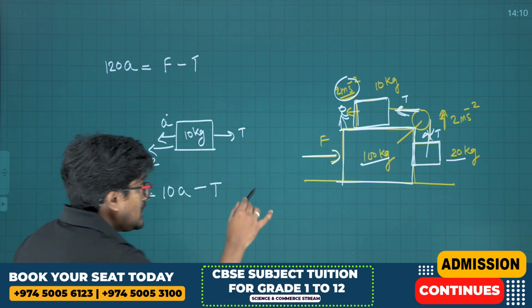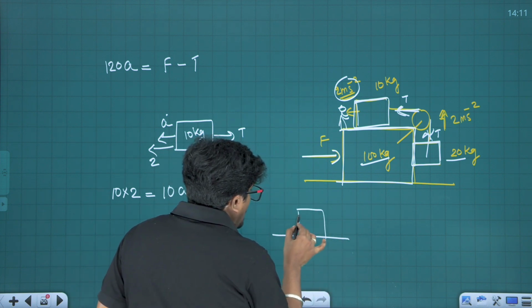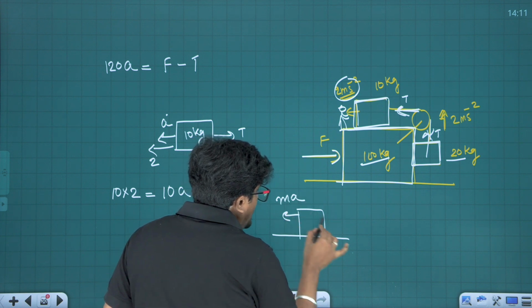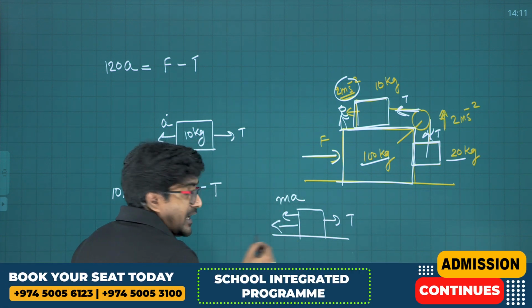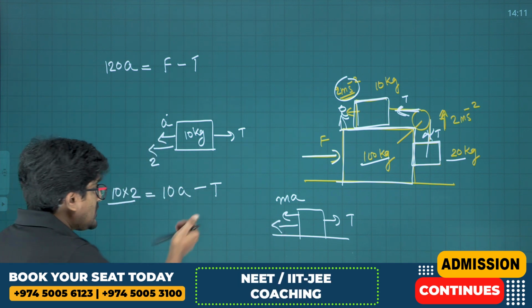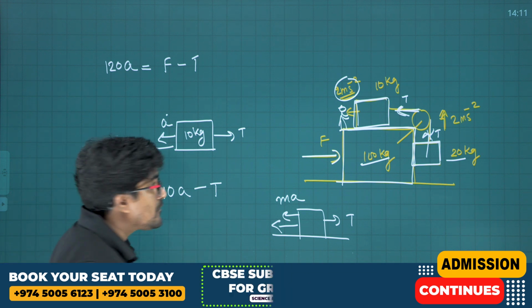I repeat that for that mass 10 kg, I repeat the forces acting. Zero force is acting towards left, that is m into a. Tension T is acting towards right, and as a result of that, this was moving with an acceleration of 2 towards left. So, 10 into 2 towards left, that is equal to 10 into a, that is zero force towards left minus T towards right.